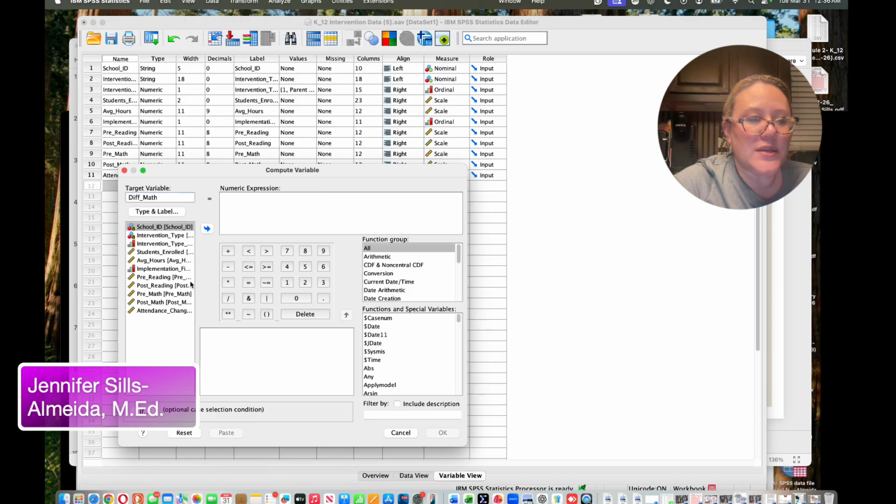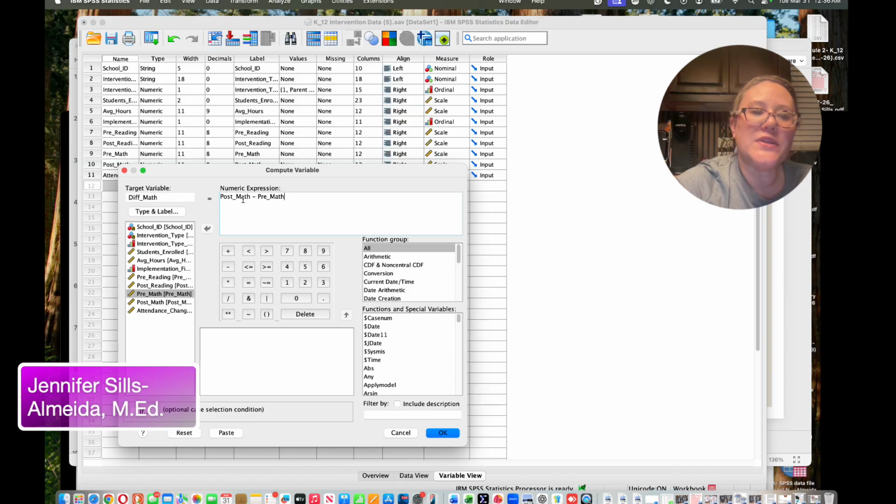And it's right here. Once we have that in there, what we'll need to do is the post math minus the pre math. So post math would be right here. We move the variable here, and we're going to put minus the pre math, and we put that variable there.